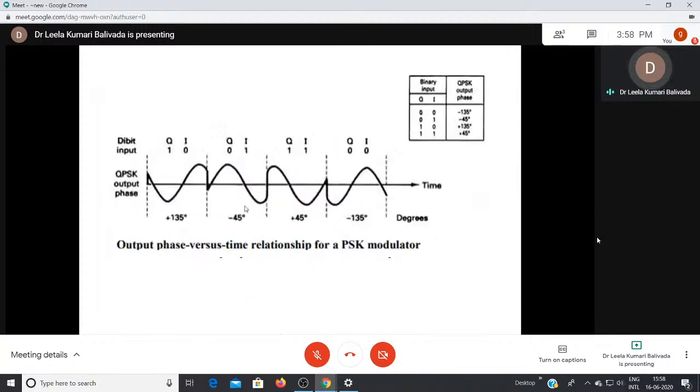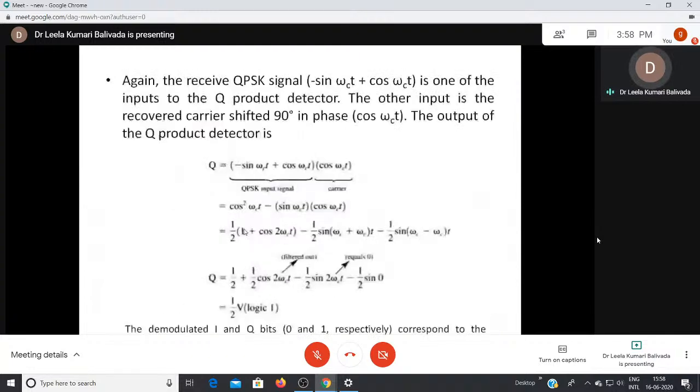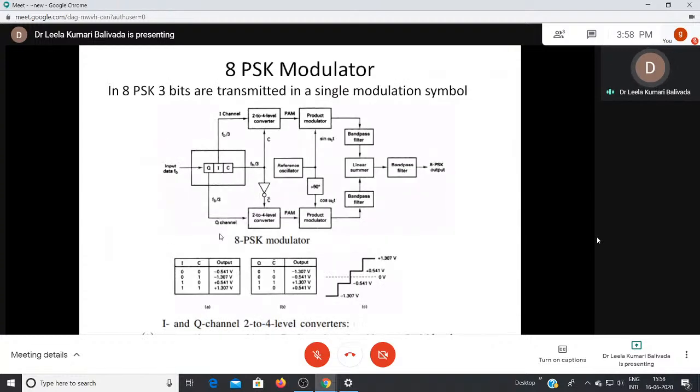So this is regarding the QPSK modulation and demodulation process. Now another important modulator is the 8PSK modulator. So in 8PSK, 3 bits are transmitted in a single modulation symbol. In QPSK, we transmitted 2 bits in a single modulation symbol, whereas in the 8PSK modulator, 3 bits are transmitted.